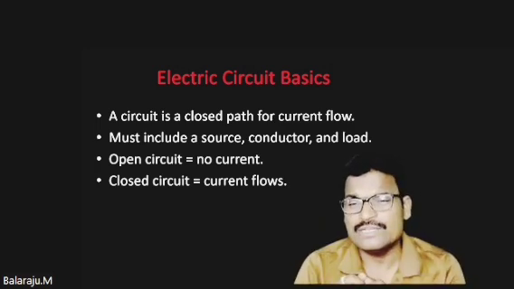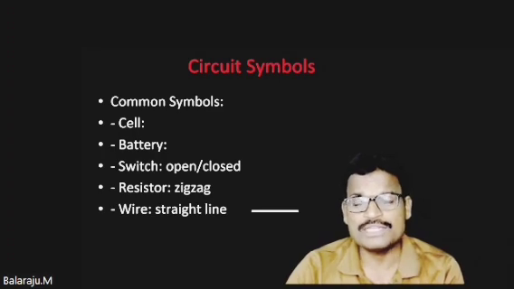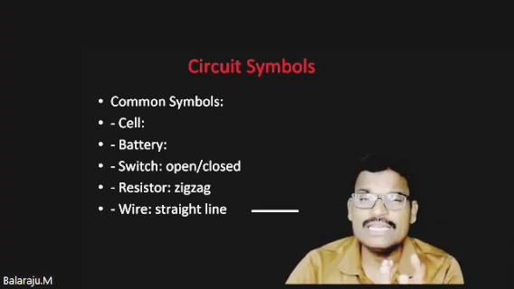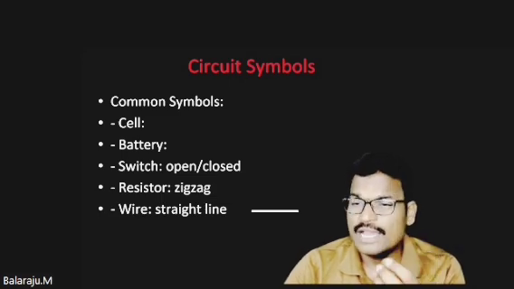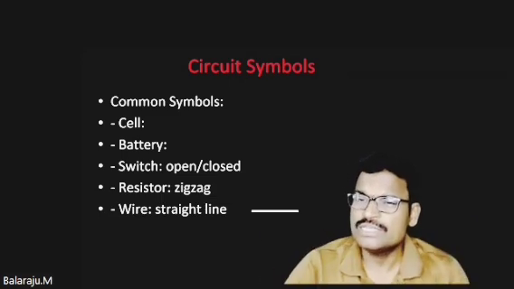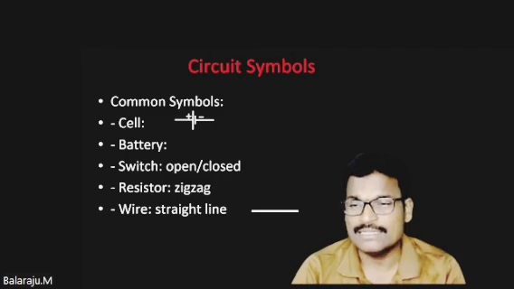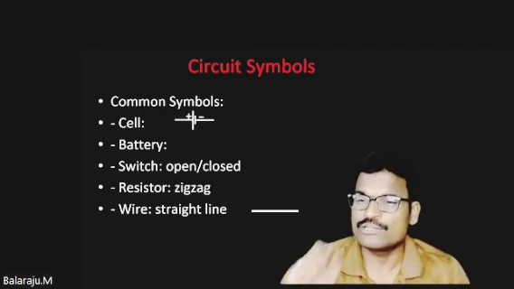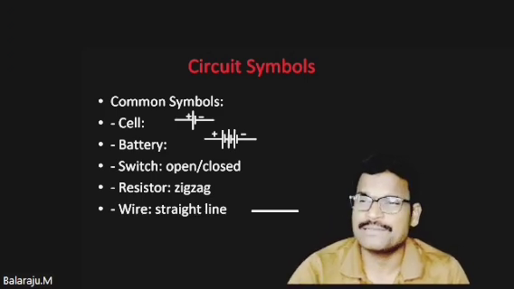To draw the circuit, we require some symbols. Okay, let us see one by one. See, common symbols: number one, cell, a battery, a switch, open switch, close switch, and resistor, and wire, right? So symbol number one, cell. Okay, this is called cell. One positive terminal, one negative terminal. The group of cells combined will form a battery. This is the symbol for battery.